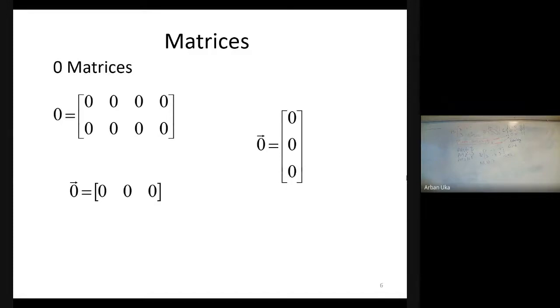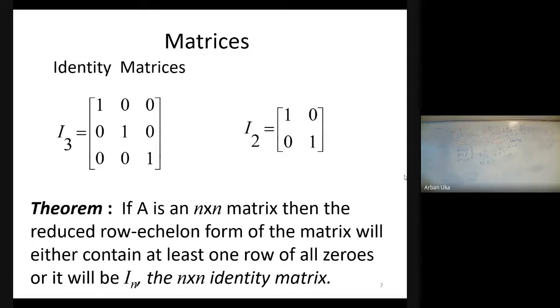Now, we can also define zero matrices, which are matrices which are full of zeros. We can define, I think we talked about the identity matrices. Identity matrices were diagonal matrices where all the diagonal entries were equal to 1. Here, we have an example of a 2 by 2 identity matrix and a 3 by 3 identity matrix.